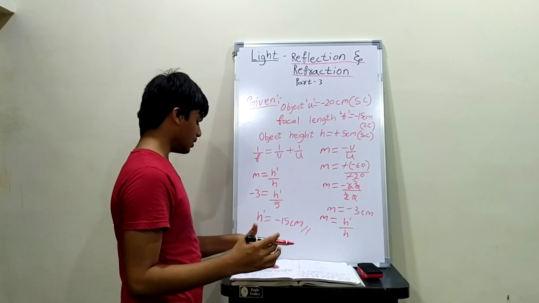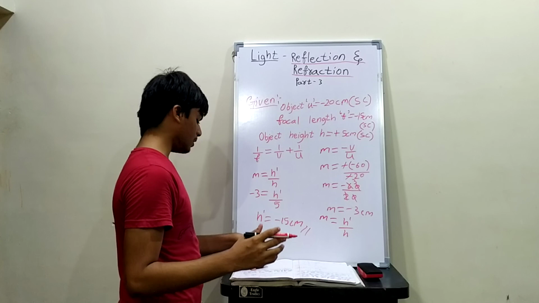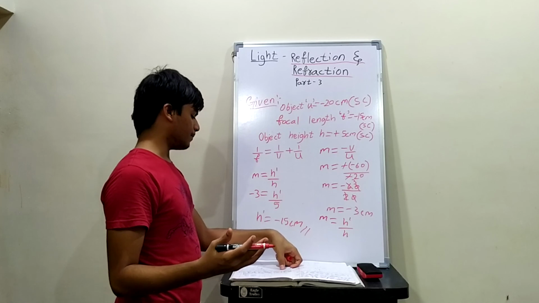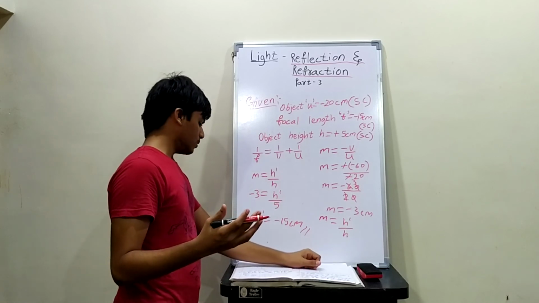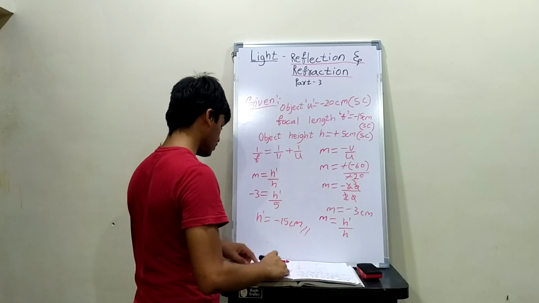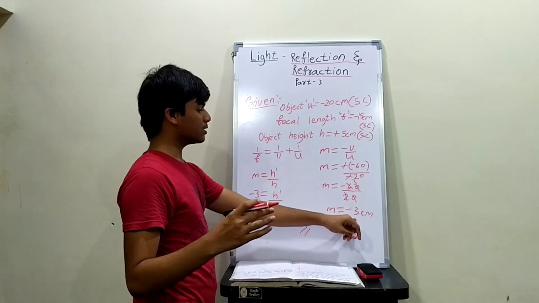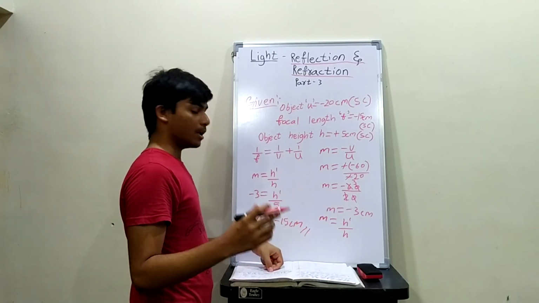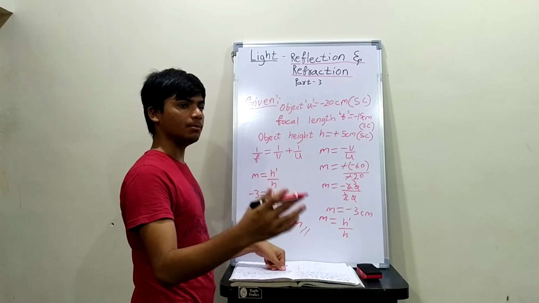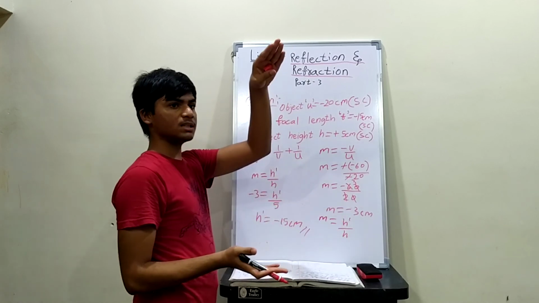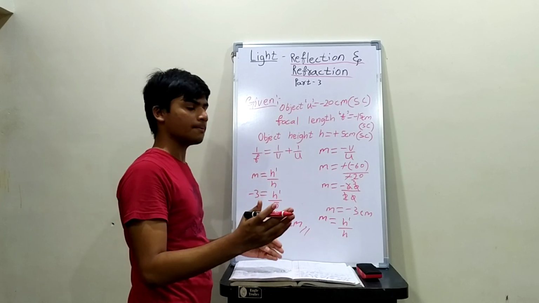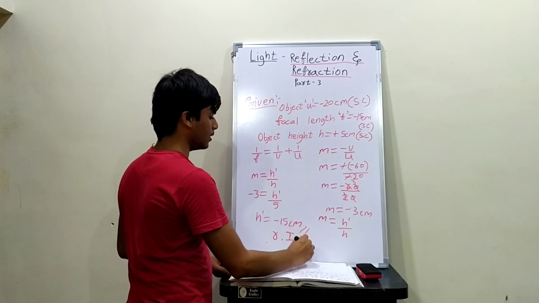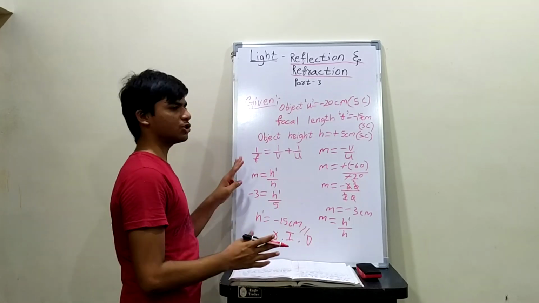Okay, now they asked you the nature of the image. The nature of the image in a concave mirror is most likely to be real and inverted, and we got it not to be magnified, so we get it, sorry, in the negatives. It is in the negatives because it is pointing downwards. So the nature of the image we get is real, inverted and diminished. Now as it is in minus, as I said, the size decreases, so it becomes diminished. So the nature of the image is real, inverted and diminished. I hope you guys understood.